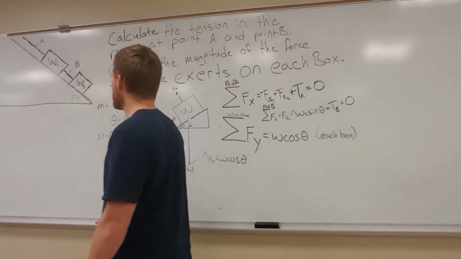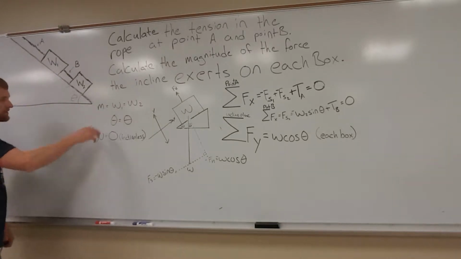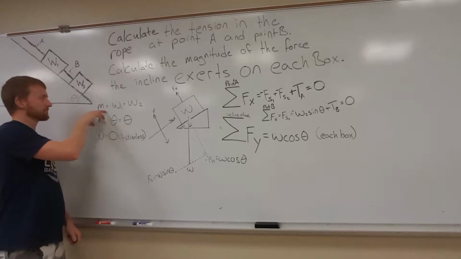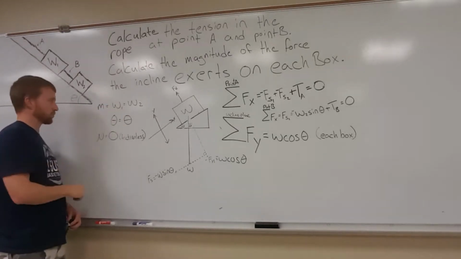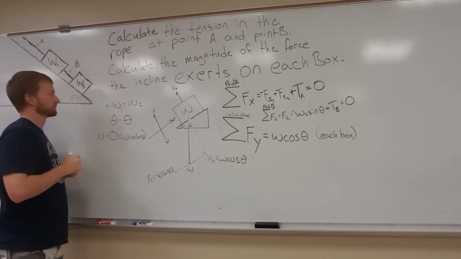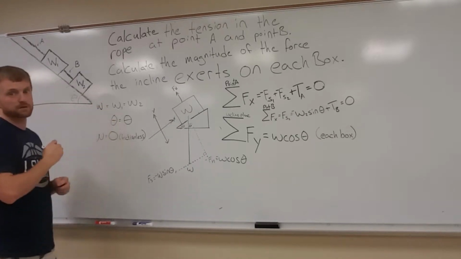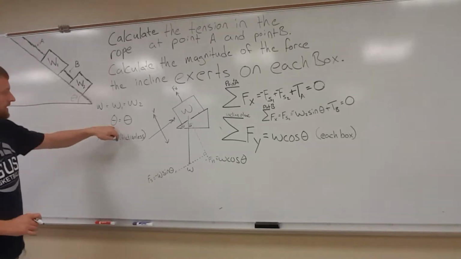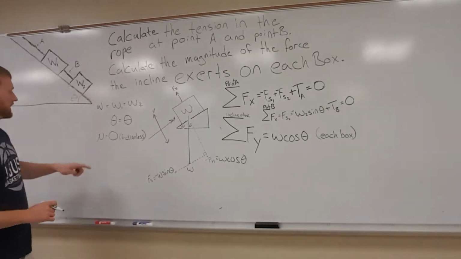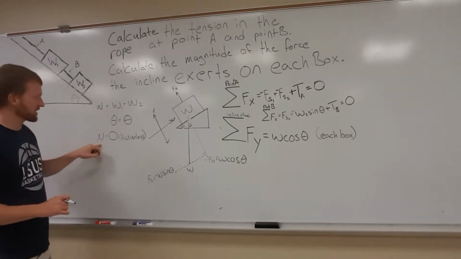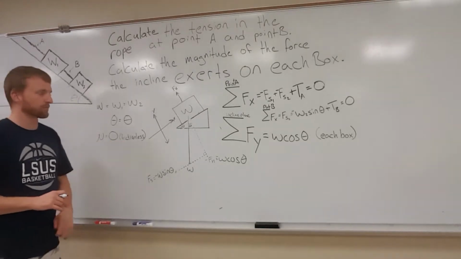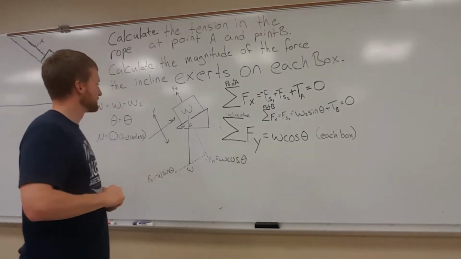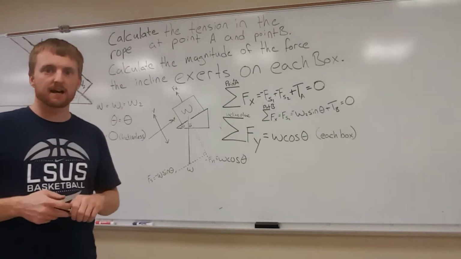So in this particular case, the first thing you want to do is collect all your data, everything you have values for. What we have is weight, W1, which is also equal to W2. Theta is equal to theta. And the coefficient of friction is 0 because we have a frictionless surface. How wonderful. Now, the next thing you want to do is set up your free body diagram.